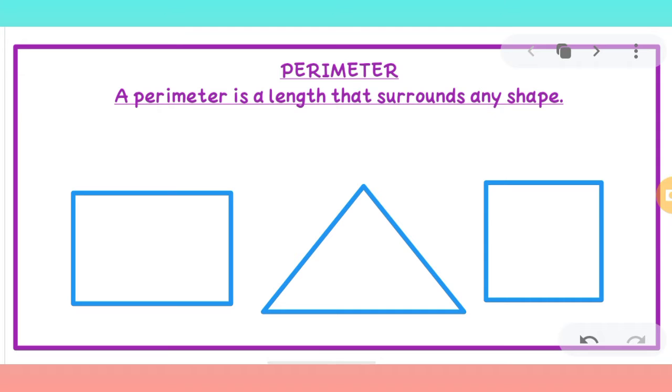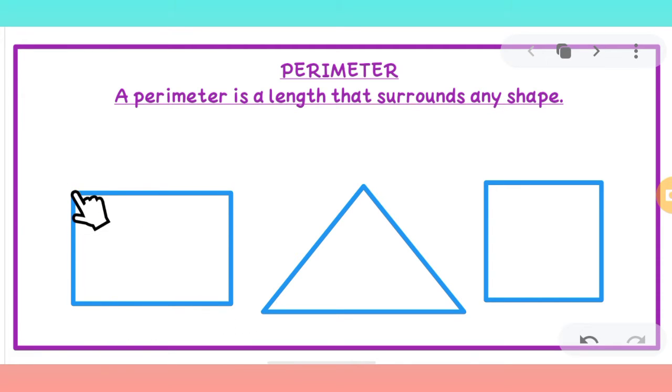Hello kids, so today we will learn about perimeter. So what is perimeter? A perimeter is a length that surrounds any shape. Okay, so if any shape is there, either it's a rectangle, a triangle, a square or any of your choice, either circle or anything. So what is a perimeter? Perimeter is a length that surrounds any shape.